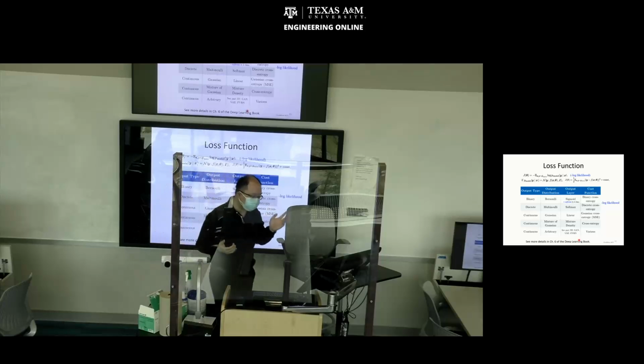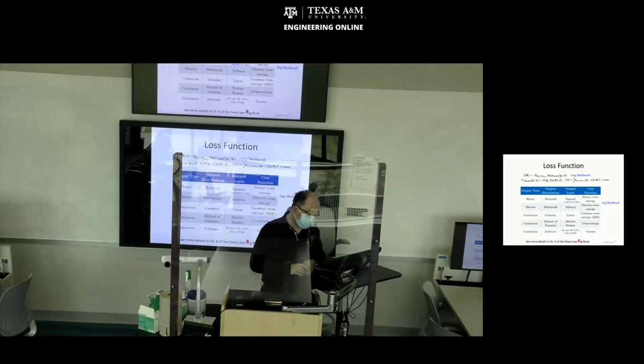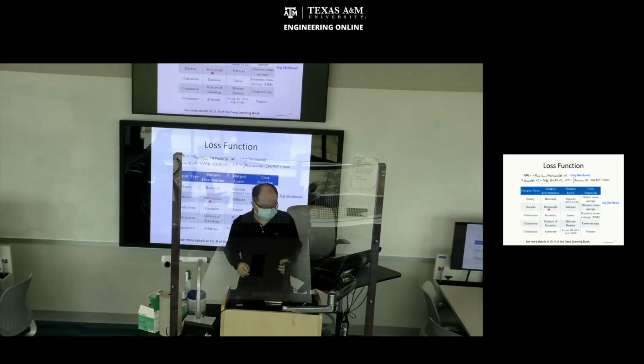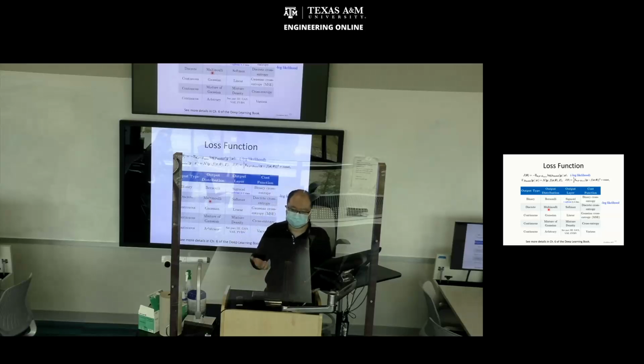So here, for instance, if you think about the choice of the cost function together with the output layer and the output distribution, output type, you have a much better understanding than just trying to accept them as they are, okay?